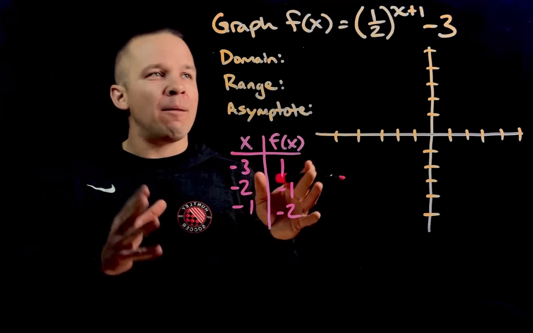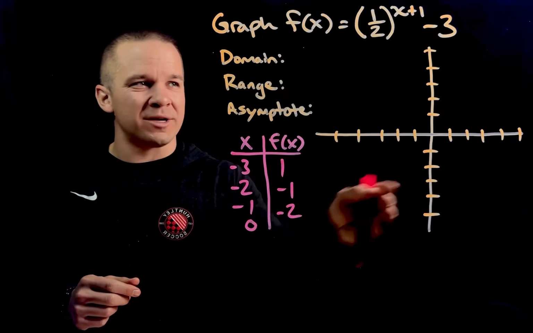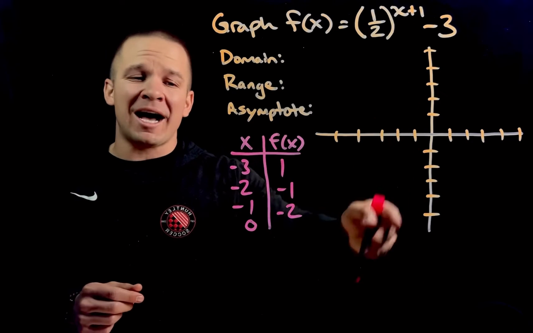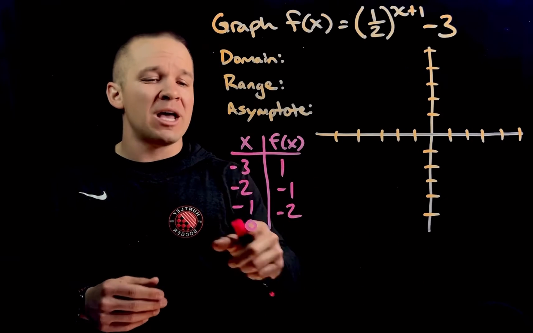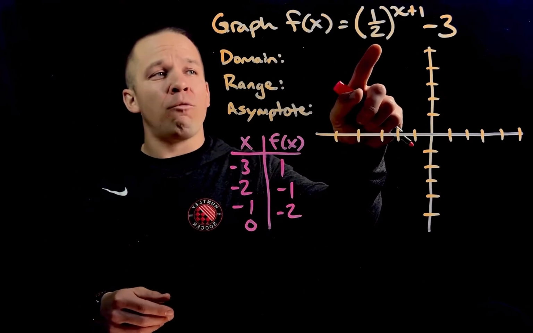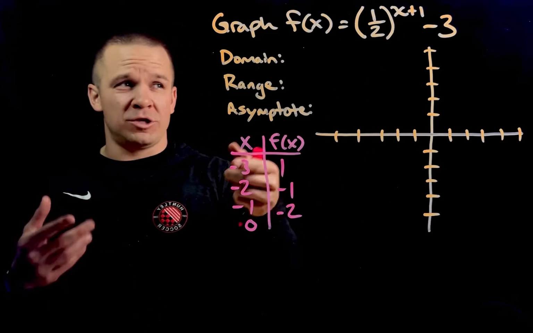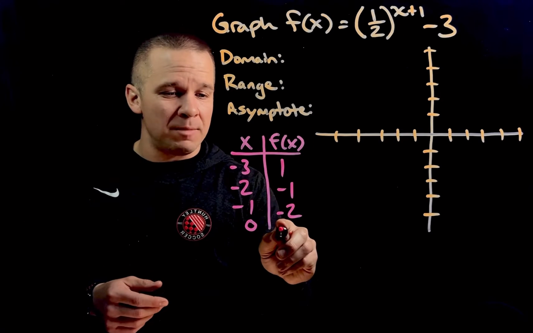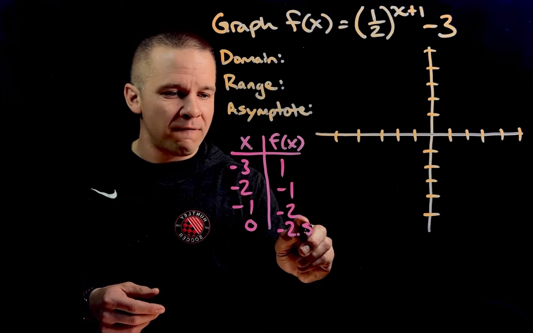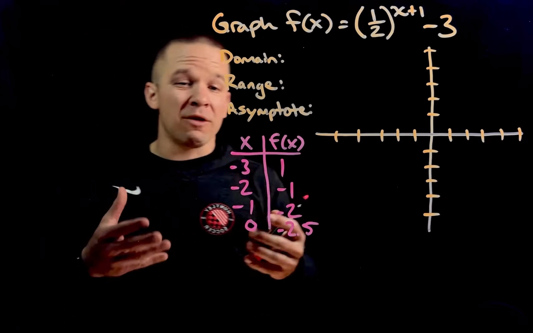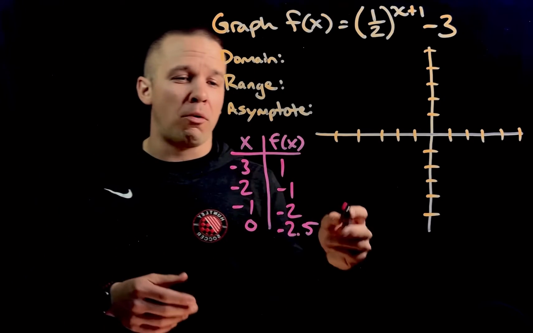And you know what? I'm going to go ahead and throw in 0 for x as well so I can see where it crosses that y-axis, right? This will give me my y-intercept. If I throw in 0, now I have (1/2) to the first power, which is just 1/2, minus 3 is going to be -2.5. Okay. So we got 4 nice points here. Usually you want 3 or 4 points.